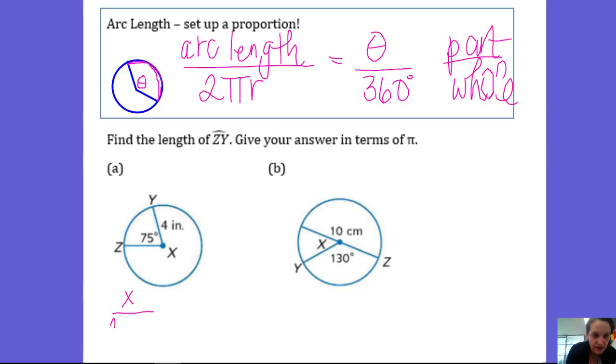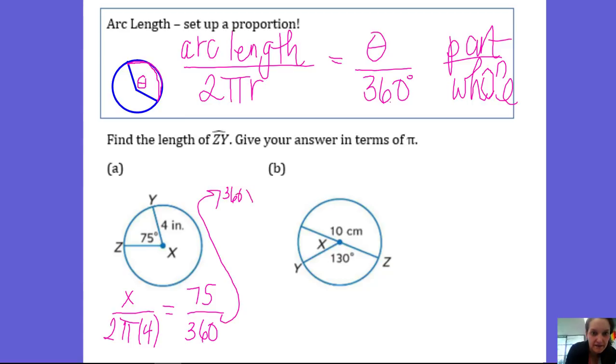Arc length over the circumference, 2 pi r, so 2 times pi times 4, equals the angle, which is 75, the central angle, over 360. And so I'm just going to cross multiply. 360x is equal to 2 times 4 times 75, which is 600.